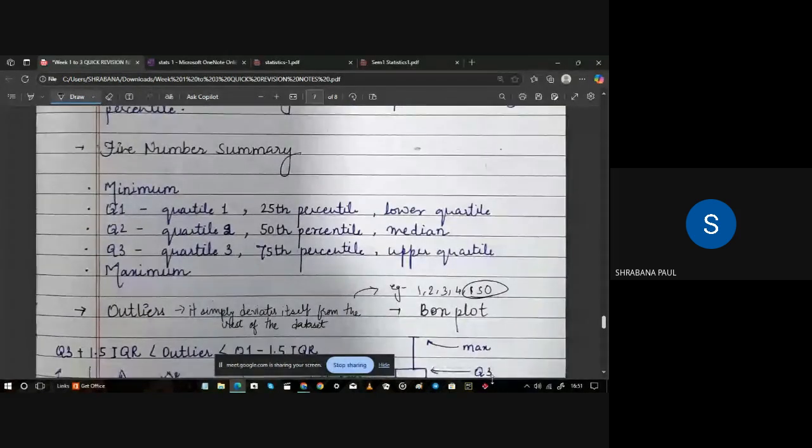Okay. Next, 5 number summary. What is the 5 number summary? 5 number summary describes the spread using 5 key indicators. What are the 5 key indicators? Minimum, maximum, first quartile, second quartile, third quartile. फर्स्ट क्वार्टाइल में 25th परसेंटाइल आता है, सेकेंड क्वार्टाइल में 50th परसेंटाइल आता है, थर्ड क्वार्टाइल में 75 परसेंटाइल आता है. 25th को हम लोअर क्वार्टाइल भी कहते हैं, 50th मीडियन क्वार्टाइल और 75th को अपर क्वार्टाइल कहते हैं.